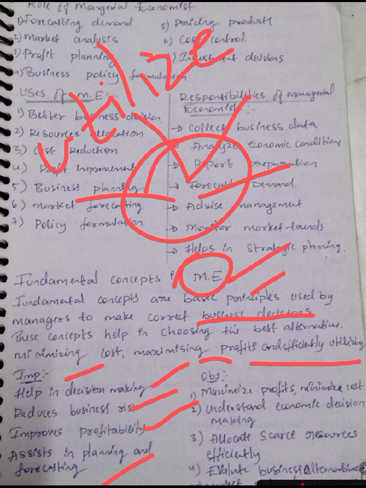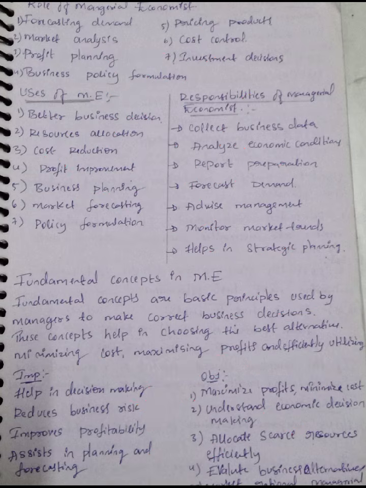Now let's discuss the objectives. What are the objectives of managerial economics? First, maximize profits and minimize cost. Second, understand economic decision making. Third, allocate scarce resources efficiently. Fourth, evaluate business alternatives. Fifth, make rational managerial decisions. Importance and objectives we have discussed.